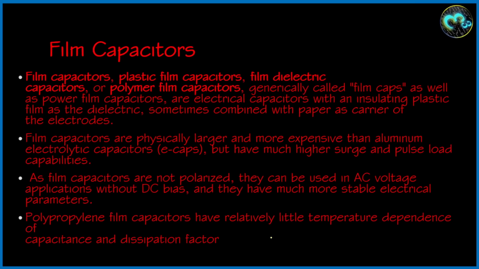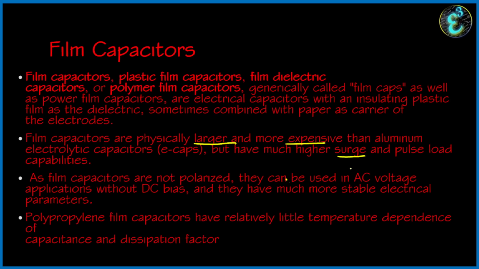Then film capacitors, also known as plastic film capacitors, film dielectric capacitors, or polymer film, also known as film caps. They are usually used for AC and DC applications. Film capacitors are physically larger and more expensive compared to aluminum, but have much higher surge and pulse load capabilities.